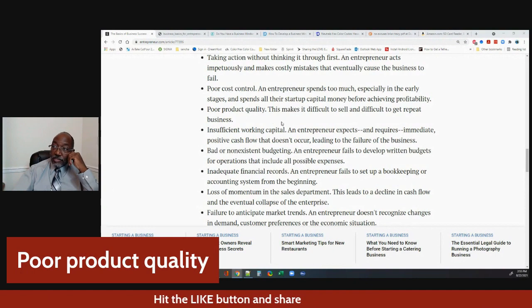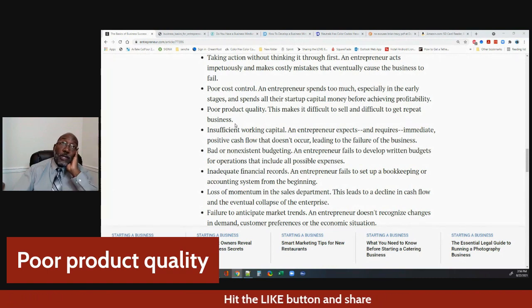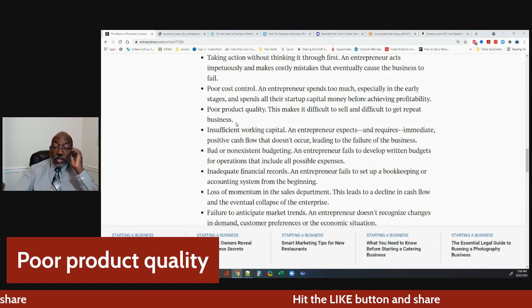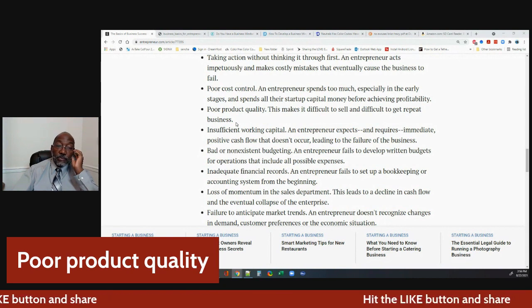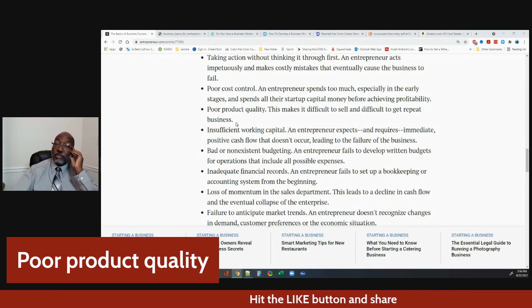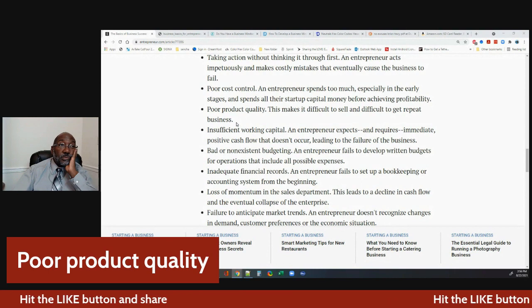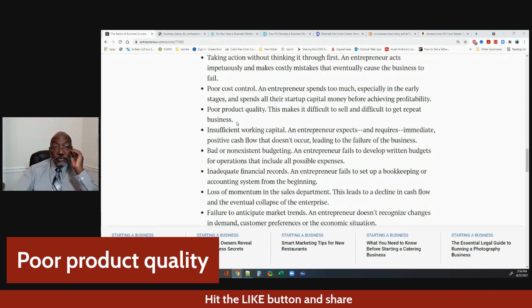Poor product quality. This makes it difficult to sell and difficult to get repeat business. You don't do a good job in notarizations. You can't notarize your way out of a paper bag. You can't notarize yourself out of a car that has no doors on it. You can't notarize yourself nowhere. I mean, you just can't do it.